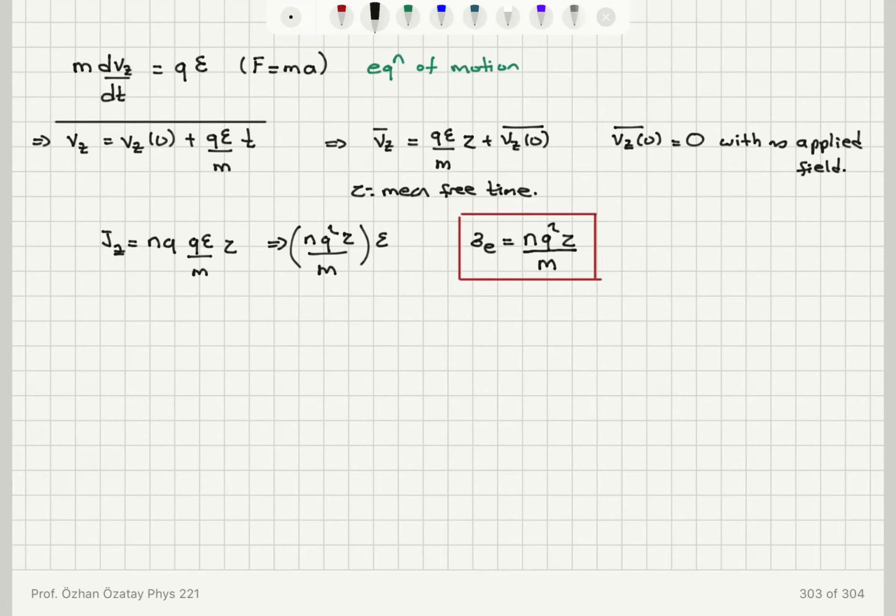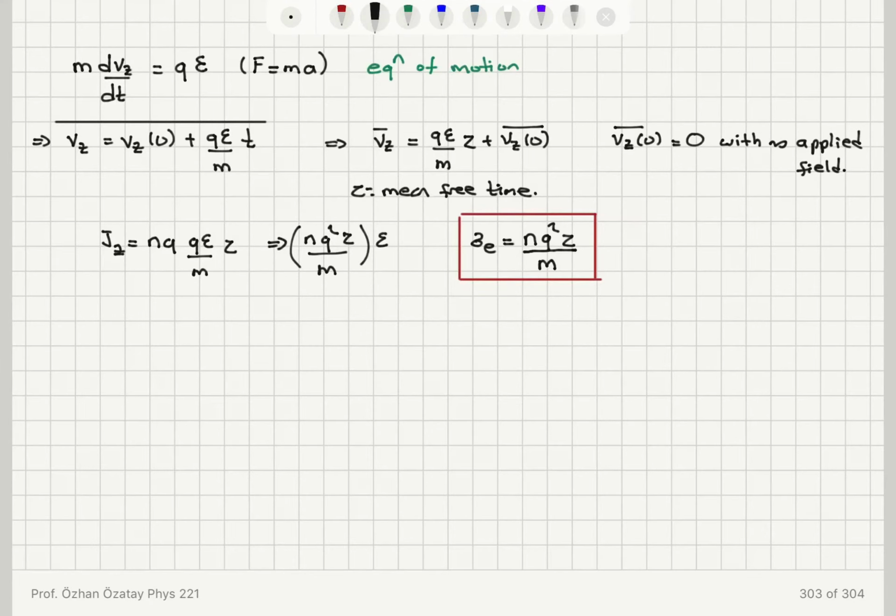Solving the equation of motion, F equals ma. F is q times epsilon for charged particles. I'm neglecting any other effects. We're assuming an ideal gas that has no interaction forces between the particles, and that the only significant force here is the uniform electric field epsilon. So after each collision, we'll come out with a random velocity direction.